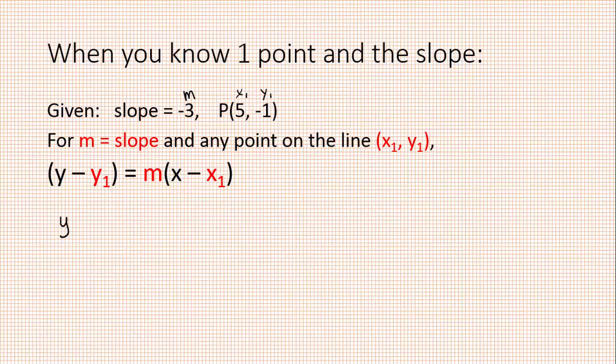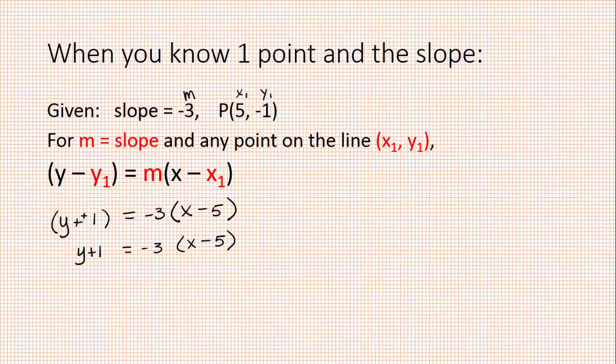Y stays variable y, and then we find the difference between that and the y coordinate that's given. So it looks like subtract -1. On the other side of the equation, we have the slope, which is -3, and we have the variable x and the difference between that and the x coordinate. So that looks like x minus 5. Now when we have minus a negative number, like in the y side, we can change that to addition. So you could rewrite it as y plus 1 is equal to -3 times x minus 5.